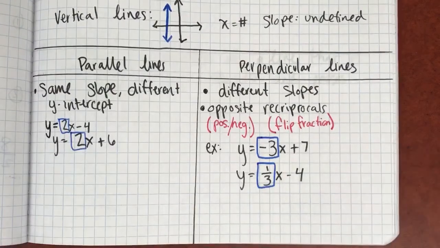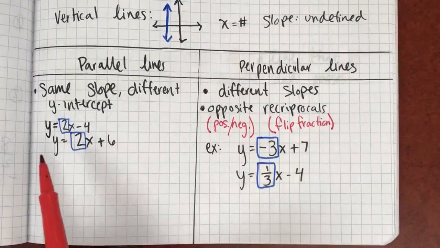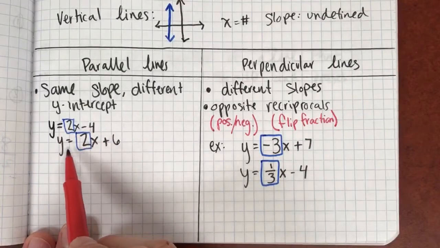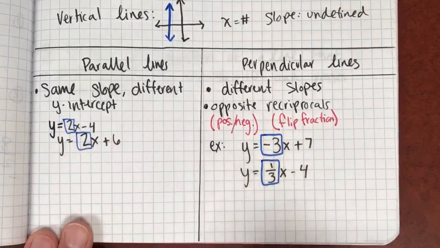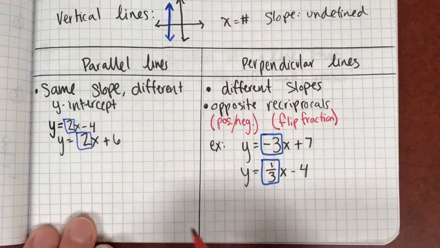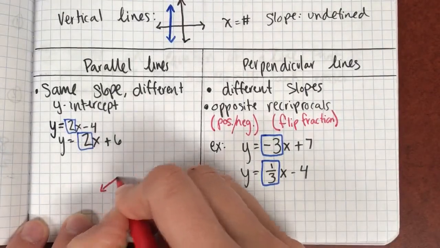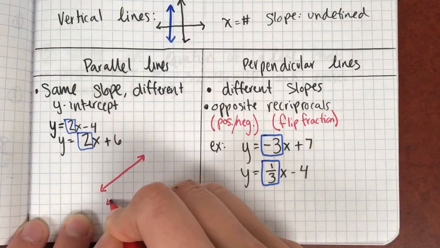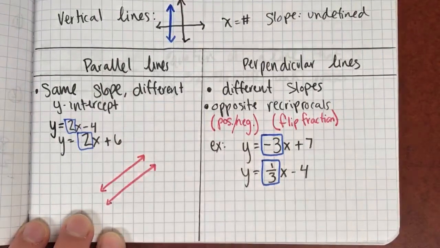All right, our last thing today is talking about parallel and perpendicular lines. So some of this might be a little bit of a review, but we're going to dive into it a little bit deeper this year in geometry. So parallel lines have the same slope and a different y-intercept. So in our example here, we've got y equals 2x minus 4 and y equals 2x plus 6. So those are going to be parallel lines. Parallel lines on a graph never intersect. Okay, they're side by side, they never intersect.